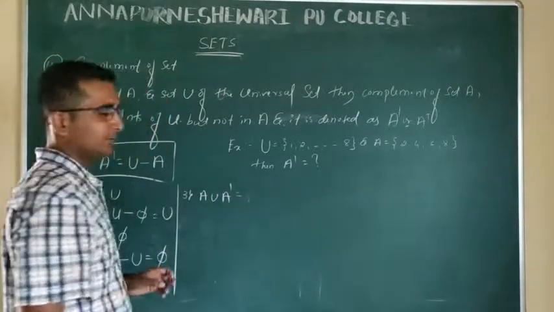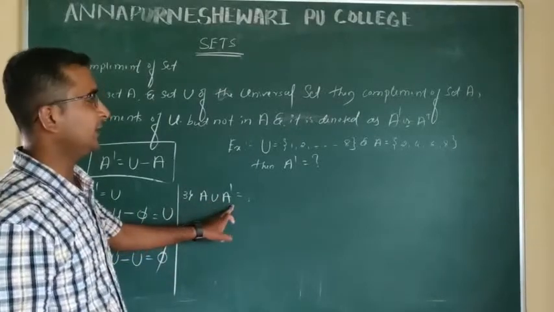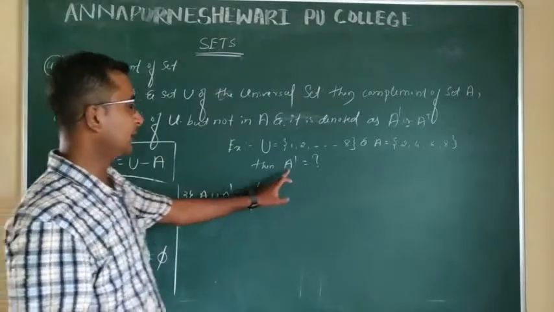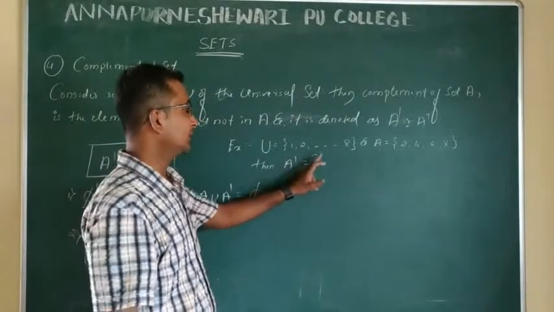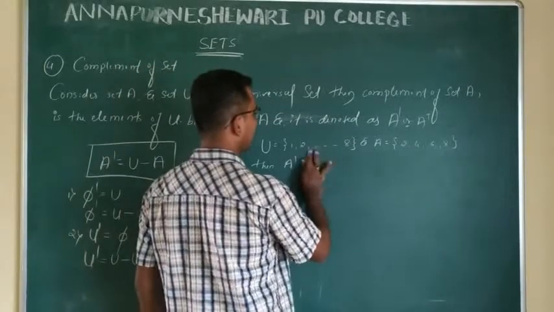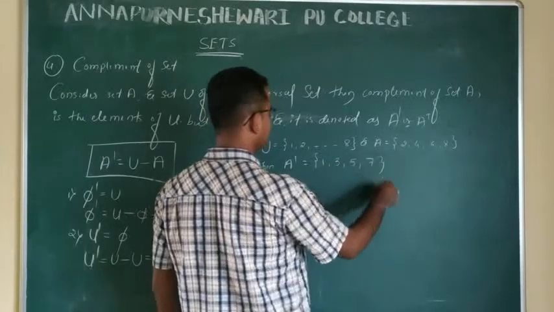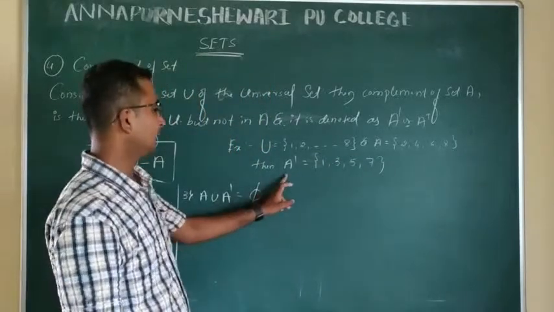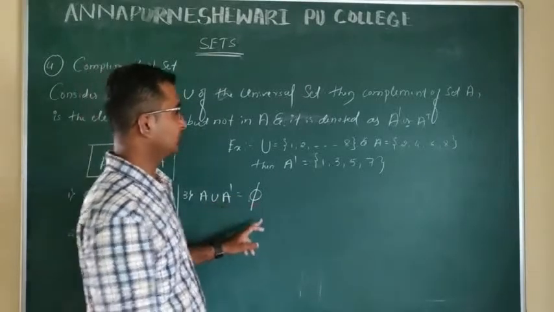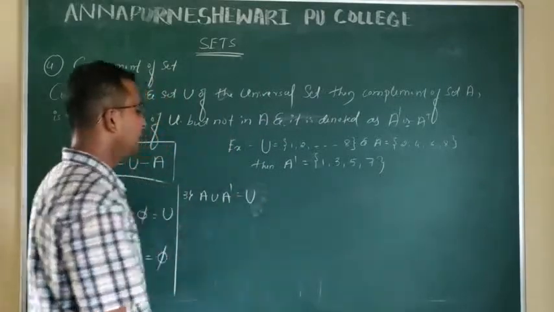Look here, A dash is what we get here, that is 1 3 5 7. If I do the union, sorry, A union A dash, A is nothing but this one. A union A dash is U. I'm sorry, A union A dash is U.